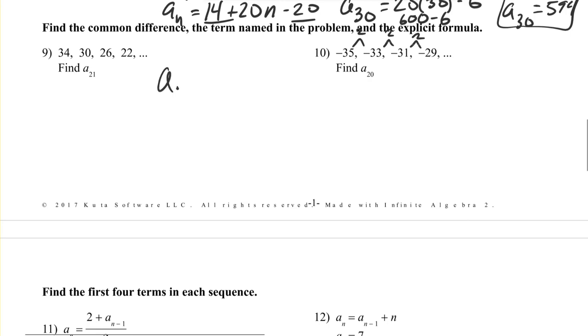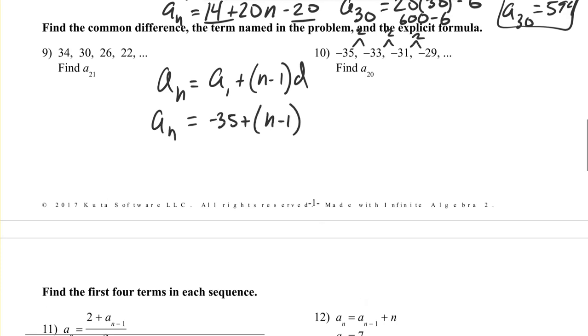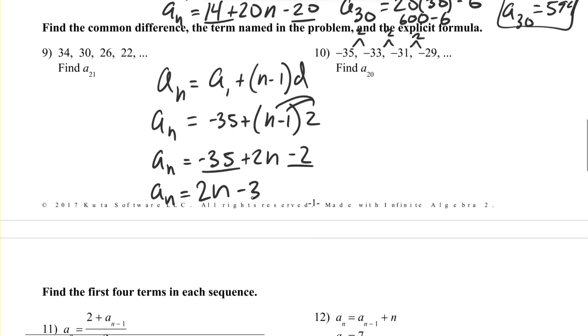So again, our explicit formula is the first term plus the quantity n minus 1 times d. And so this is the first term, which is negative 35, plus n minus 1 times our common difference, which was 2. Distribute our 2. Negative 35 plus 2n minus 2. So this is 2n, and negative 35 and negative 2 makes negative 37.